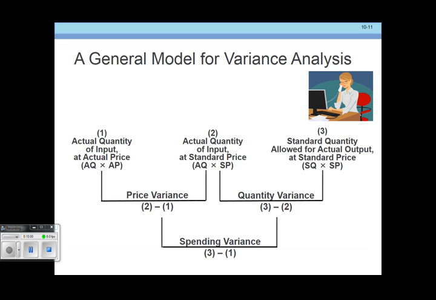And the overall difference, if you want to think about it, the difference between item 1 on the left and item 3 on the right is the total spending variance, which is the difference between what we spent and what we thought we should have spent. What we spent was item 1, and what we thought we should have spent based upon standard quantities and standard prices is way over there in column 3.